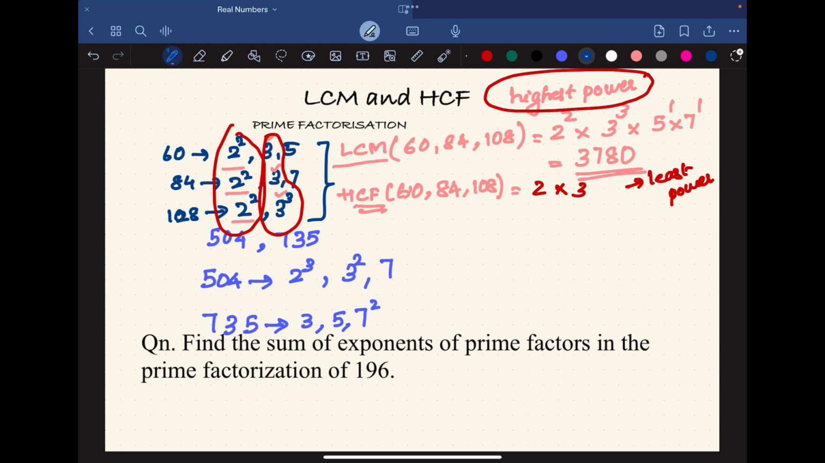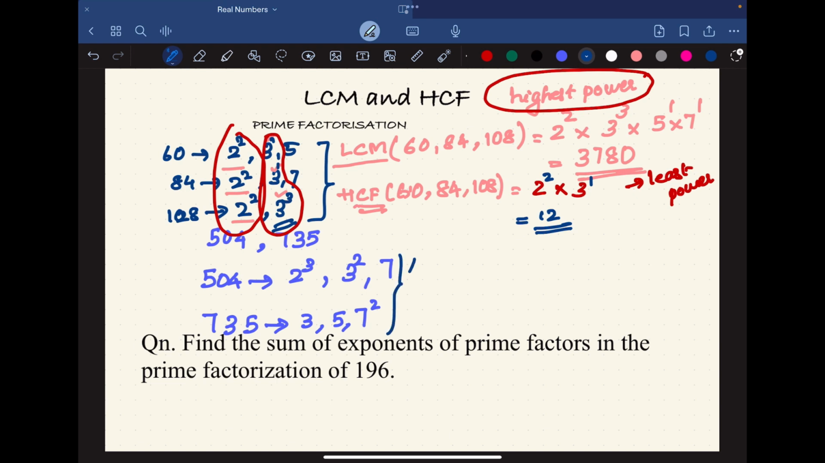Okay, so we will have 2, the least power we have again 2 square only, the same power we got for all the 3 numbers, right? But when you're coming towards 3, 3 raised to 1 here, 3 raised to 1 here, but the last one 3 cube. So the least one is 3 raised to 1. So 2 square multiplied with 3 raised to 1. 4 into 3 is 12. So the HCF of these numbers is 12. Clear? So now let's go ahead with this one.